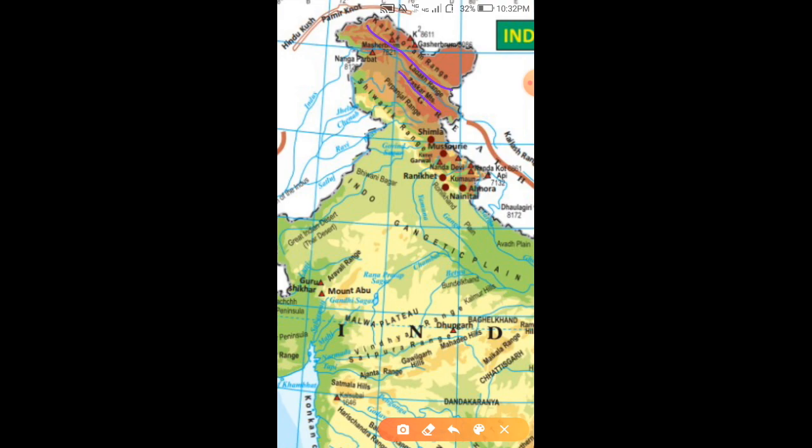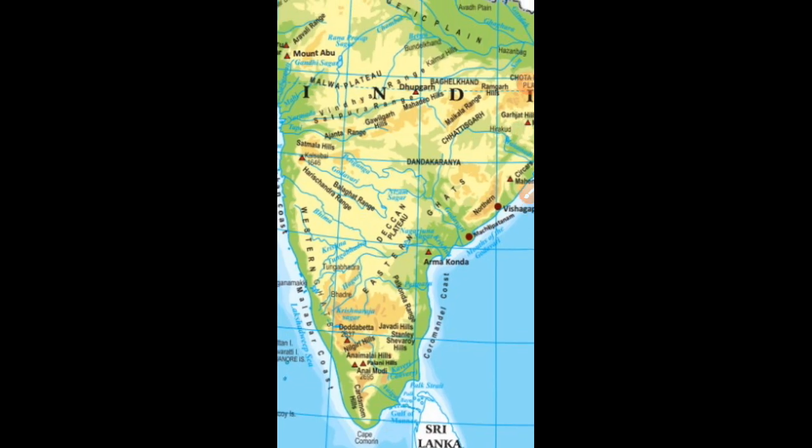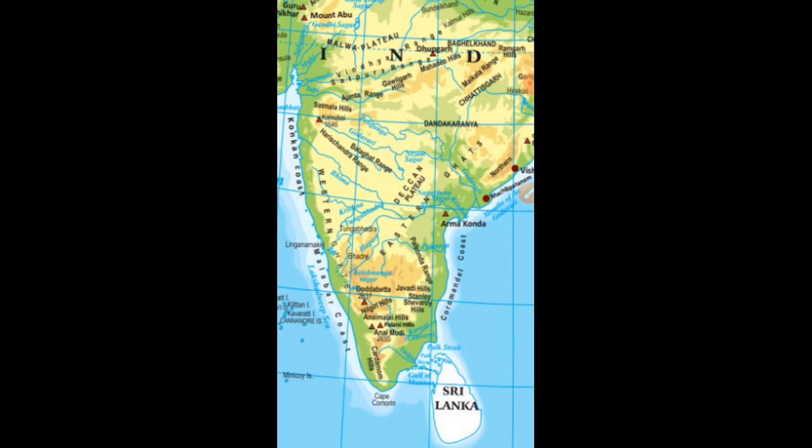Next is Aravalli. It acts as a boundary between the Great Indian Desert and the Peninsular Plateau. Next important place in the map is Western Ghats. So here it is Western Ghats, and in the opposite direction, in the opposite place, it is Eastern Ghats.